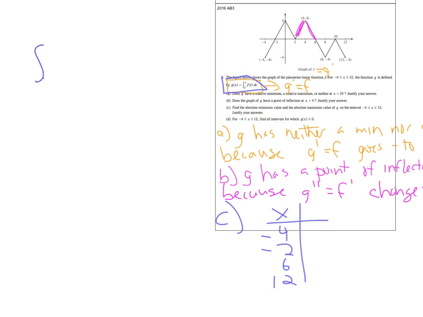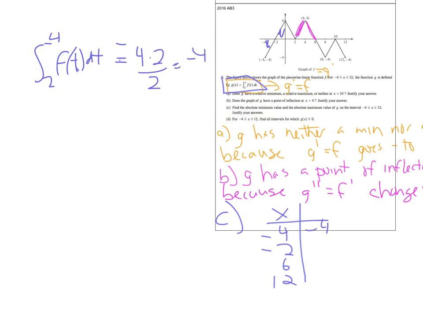So the integral from 2 to negative 4 of f of t dt. We have this triangle and this triangle cancel out, so it's just one triangle, which is 4 by 2. So that's 4 times 2 divided by 2. But we're going backwards, 2 to negative 4, so that's negative. So that's negative 4.